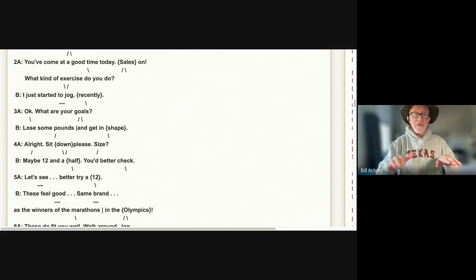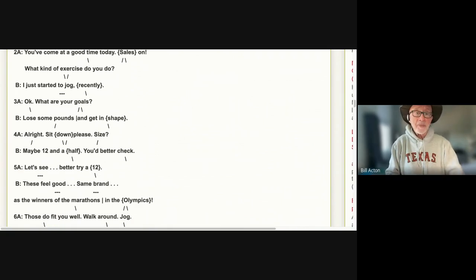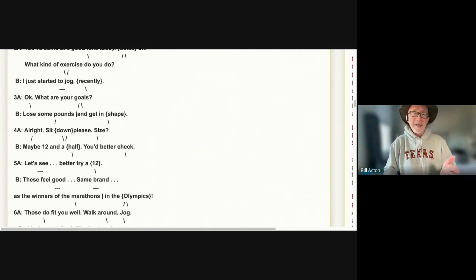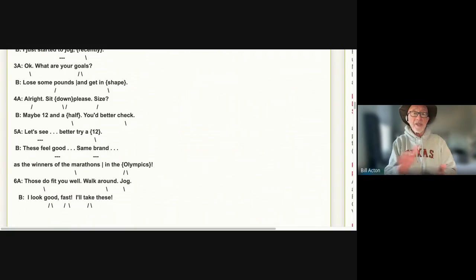Okay, next one, we've got a fall and a rise, fall. So, okay, what are your goals? Let's see, what does Bob say? Lose some pounds. So rise and fall. Lose some pounds and get in shape. Good idea, Bob. 4A, so we've got rise, fall, rise, and rise. All right, sit down, please. Get it so you can do it about that speed.